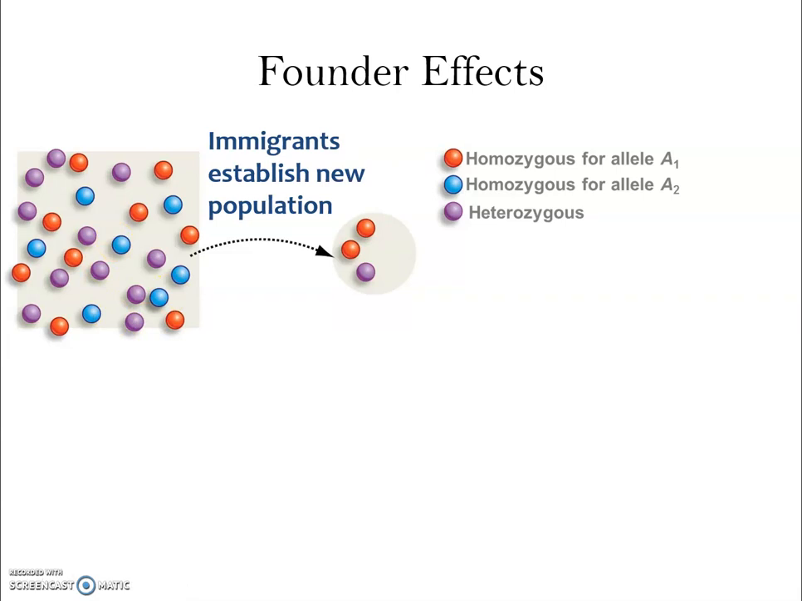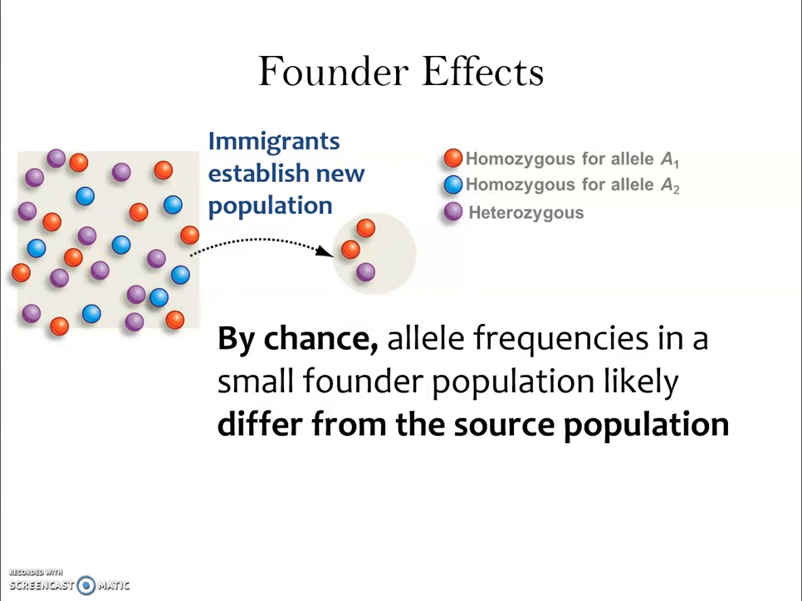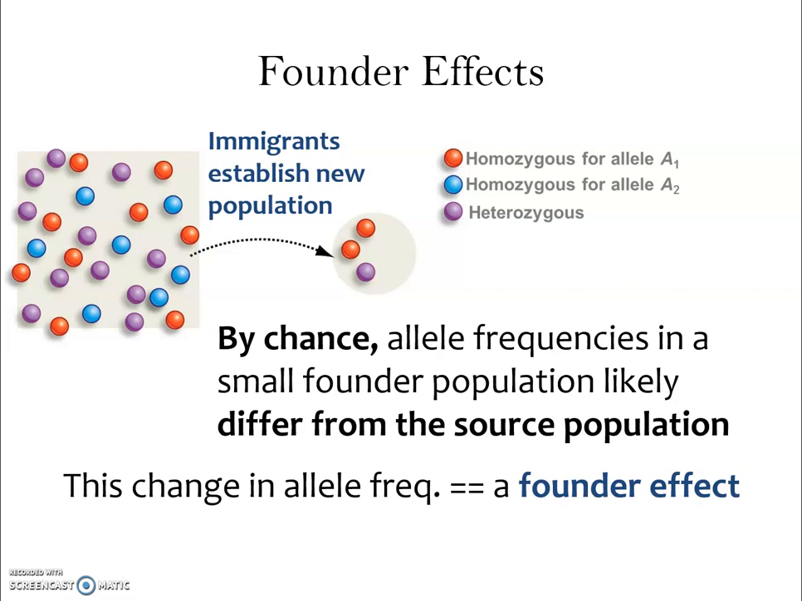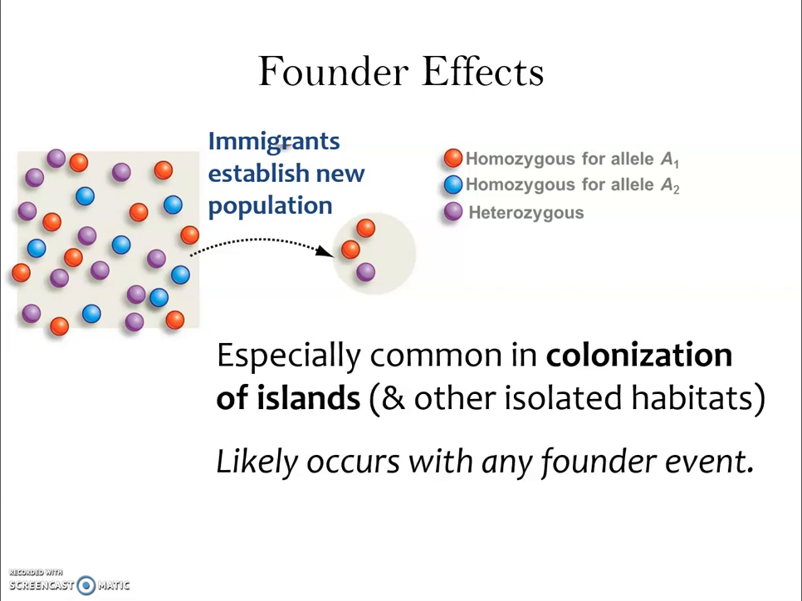Okay, so the process of founder effects: immigrants establish a new population. And it's possible that just by chance, not because their phenotypes made them more likely to leave or more likely to survive the journey, the allele frequencies in the founding population might be different from those in the source population. This change in allele frequencies is called a founder effect. We see this with things like colonization of islands. We talked about that when we talked about Darwin. It's likely to occur with any founder event, even if the founding population is more than 3 or so individuals.